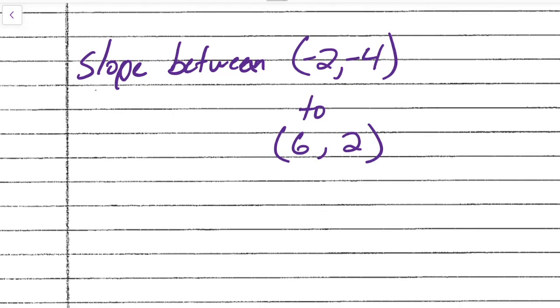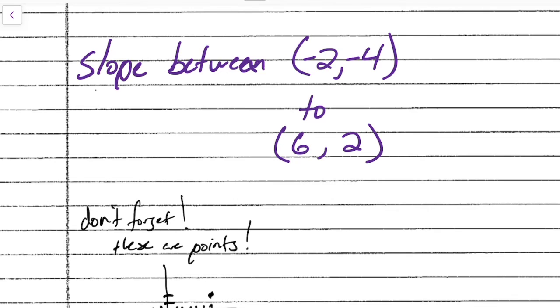What would be the slope between these 2 points? Before we use the formula, don't forget, these are points. All of you know how to graph this. Let's just draw a quick little sketch. -2, -4, so down here, 1, 2, 3, 4, positive 6, 2. Okay? First and foremost, you better end up getting a positive slope. That thing is going up.